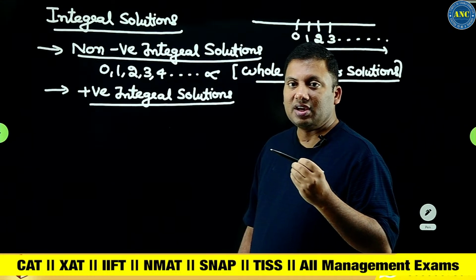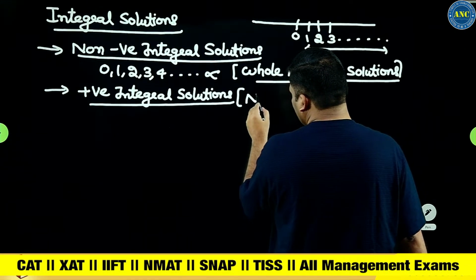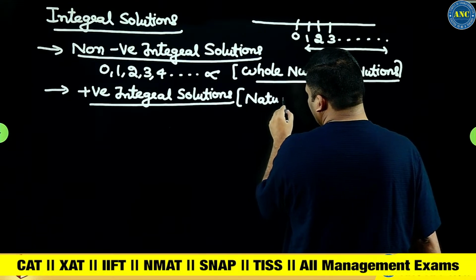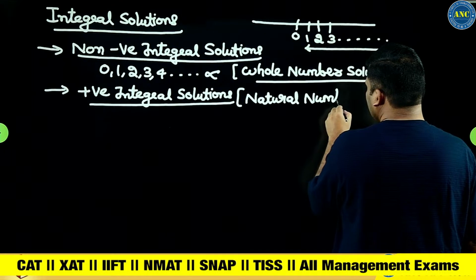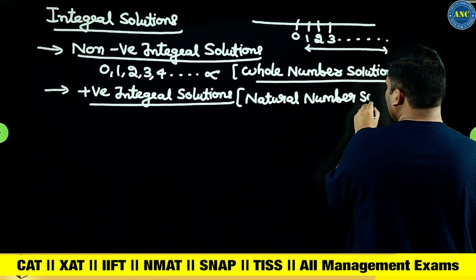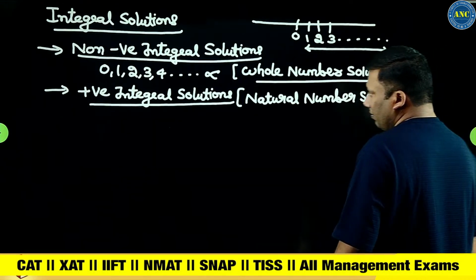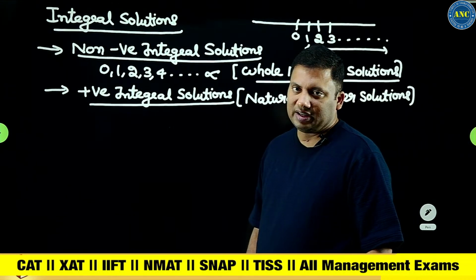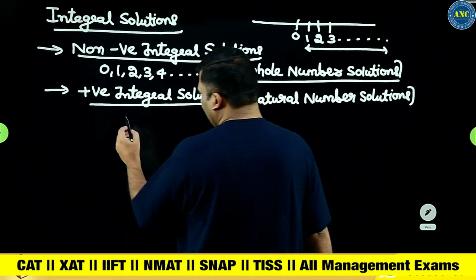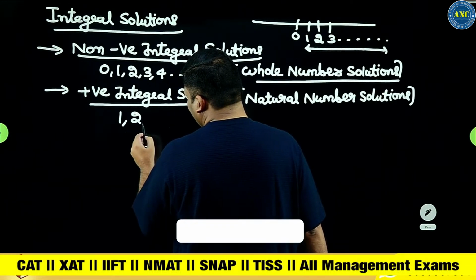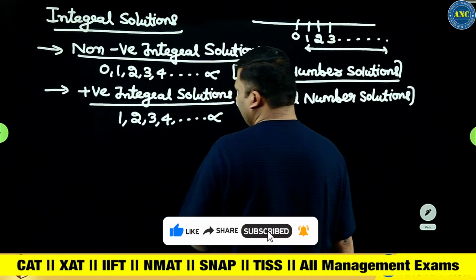Positive integers are also called natural number solutions. Natural number solutions start from 1: 1, 2, 3, 4 and so on up to infinite.